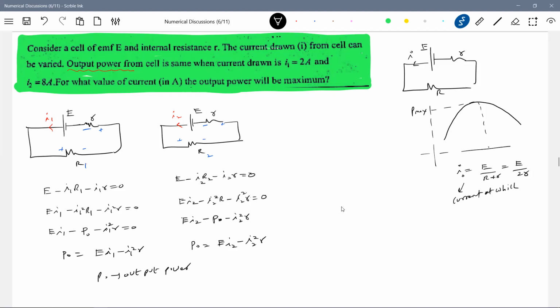Current at which power delivered by source to load is maximum. Who is the source? Who is the load? For what value of current will the power output be the same? Okay, now, how to proceed further?